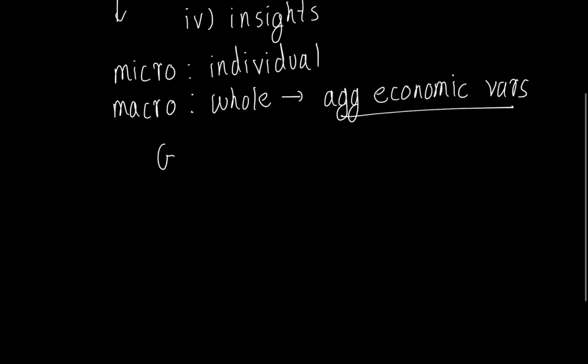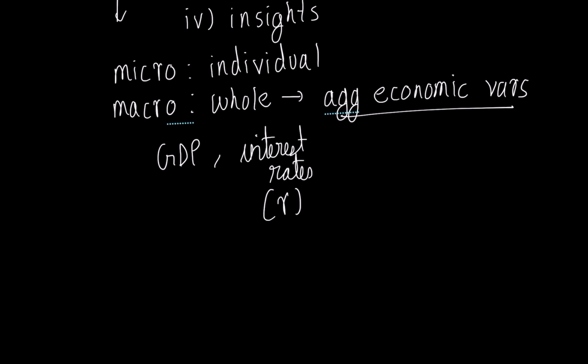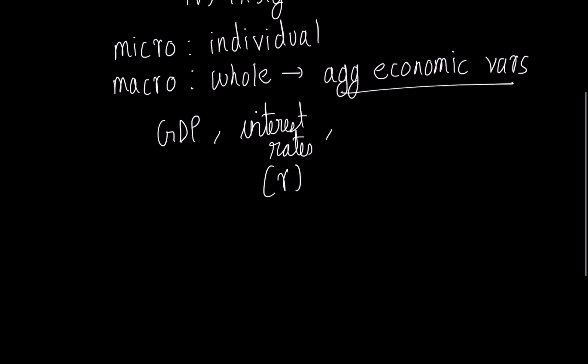So we saw GDP, which is a macroeconomic variable, aggregate economic variable. We have GDP per capita, which is GDP divided by population. We have interest rates, which I refer to as R to refer to real interest rates. I will talk in a minute what is real, what is nominal. Then we have inflation, which I denote with pi e to denote inflation.